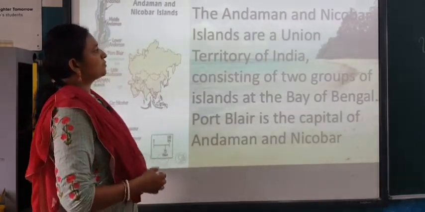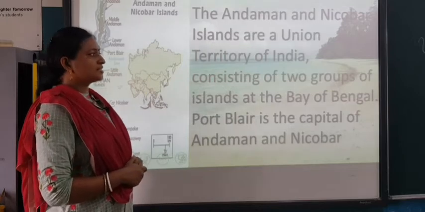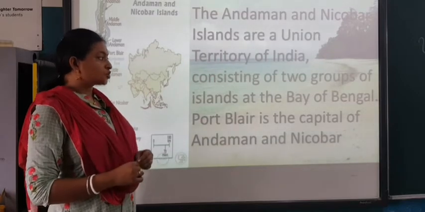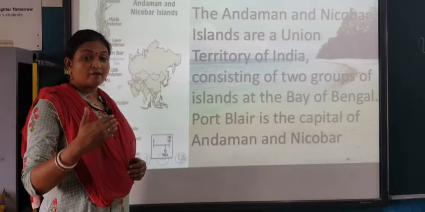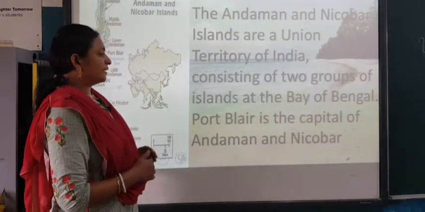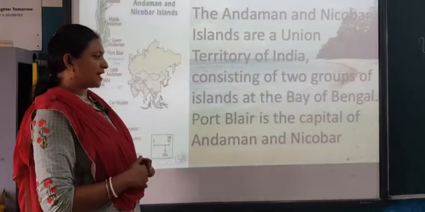The Andaman and Nicobar Islands are a union territory of India consisting of two groups of islands in the Bay of Bengal. Port Blair is the capital of Andaman and Nicobar.